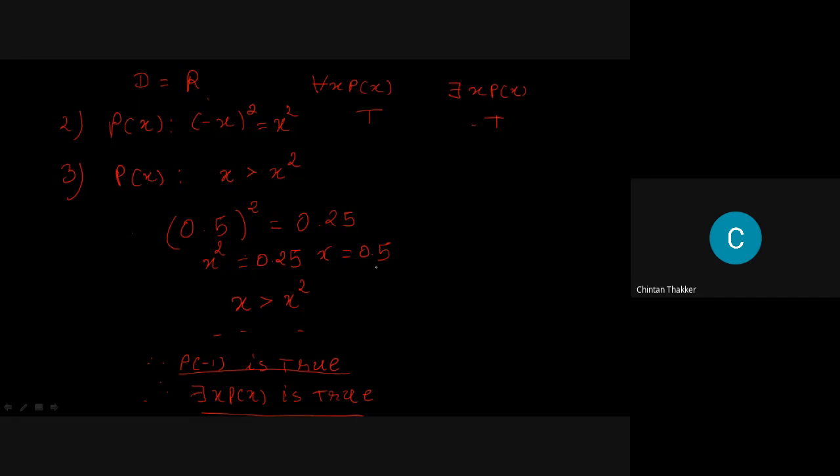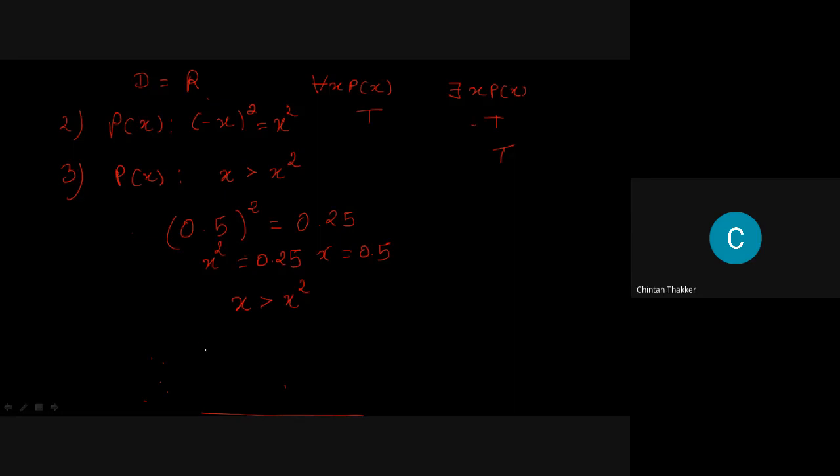We got the witness. That means there exists x P(x) is true. And here, if you take x equal to any other value, greater than 1, then it is false. For 1 also it is false. For 1, 1 square is 1, so 1 is not greater than 1, 1 equals 1. So it is false.